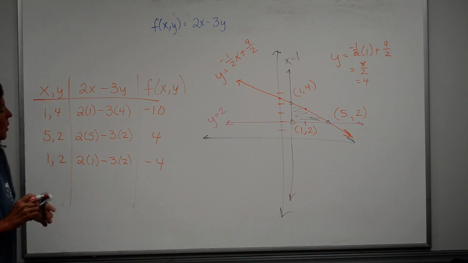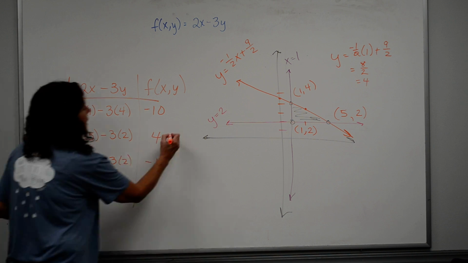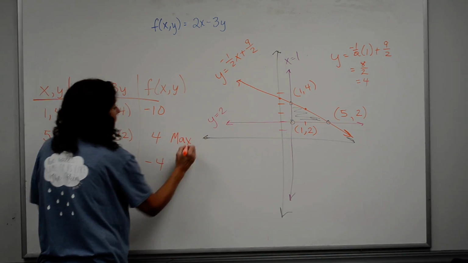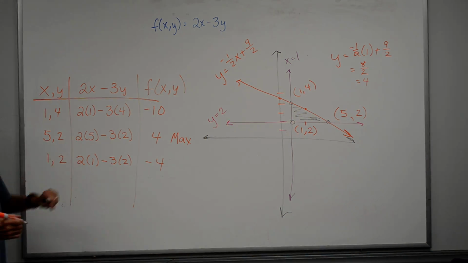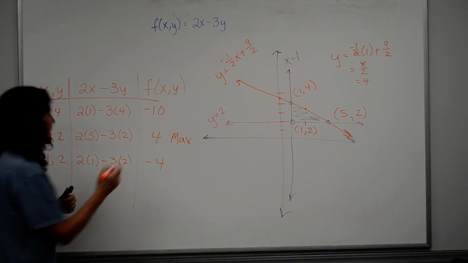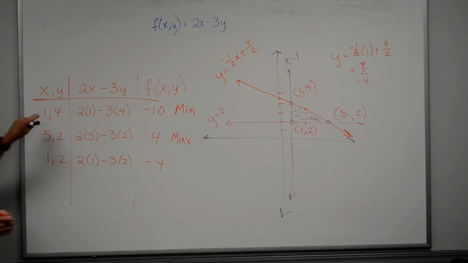All right, what's the highest number I have over here? 4. So therefore, I have a max of 4 at 5, 2. What's my smallest number? Negative 10. I have a min of negative 10 at 1, 4. Okay, that's what you're doing with this.